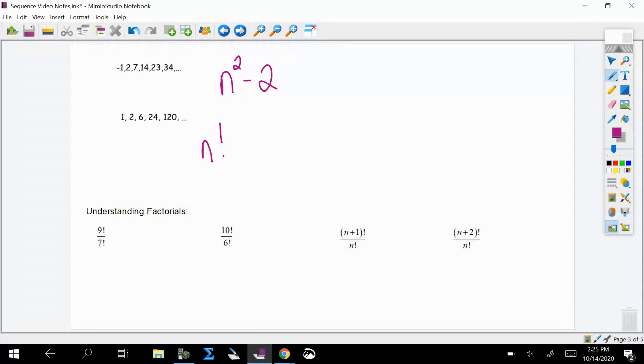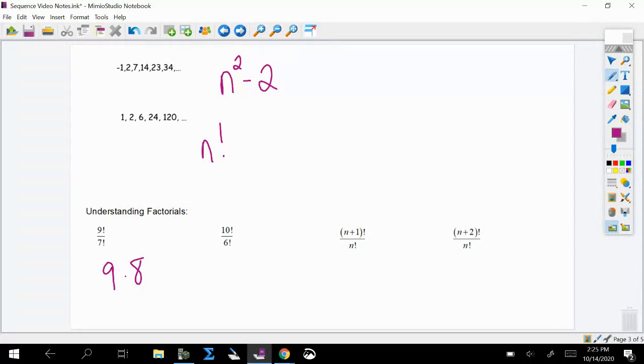When I'm simplifying factorials, so 9 factorial over 7 factorial, well, keep in mind that 9 factorial is going to be 9, 8, 7, 6, 5, 4, 3, 2, 1, and 7 factorial is going to be 7, 6, 5, 4, 3, 2, 1. So you're going to have a ton of things that cancel, and the only thing left is a 9 and an 8. So that's going to be your answer there, 9 times 8 or 72, because all of the other numbers from 7 down would cancel.